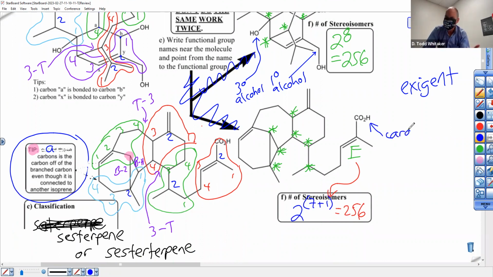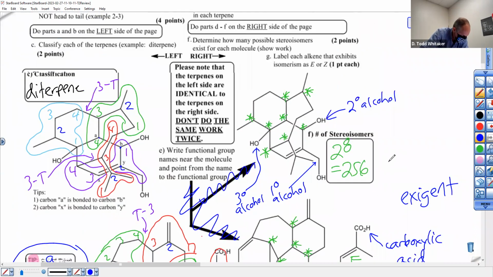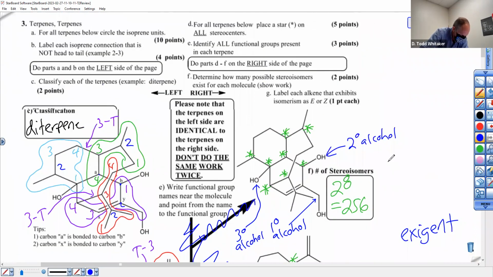I don't need to see alkene. If you put it there, it's fine, but I'm not giving you points. Okay. Yes, there's alkenes, but I don't want those. And I believe we're done. Did we do all the parts? Yeah. Yeah. Yeah.